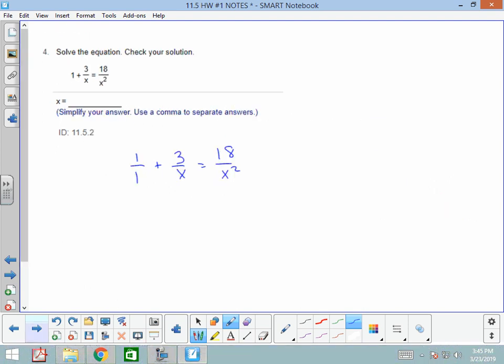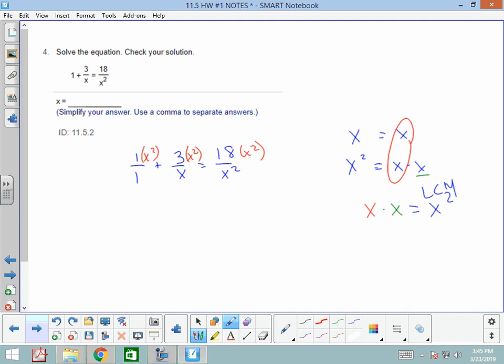All right. Number 4. I have 1, so I'm going to make that 1 over 1. Plus 3 over x equals 18 over x squared. So I have an x and I have an x squared. X is just x. X squared is x times x. They do have one x in common, but they also have an x not in common. So I'm going to multiply what they have in common times what they don't have in common to get my LCM of x squared. So I'm multiplying each numerator by x squared.